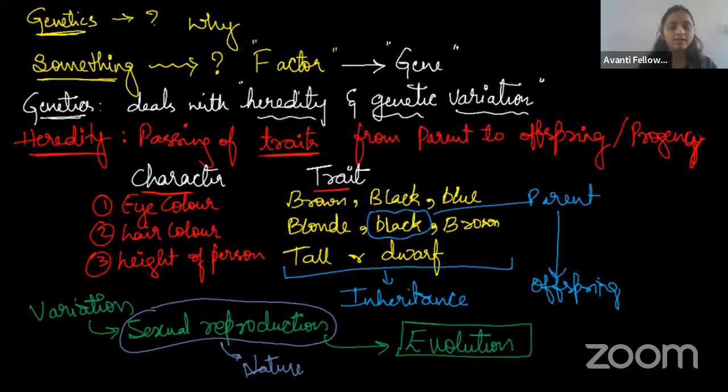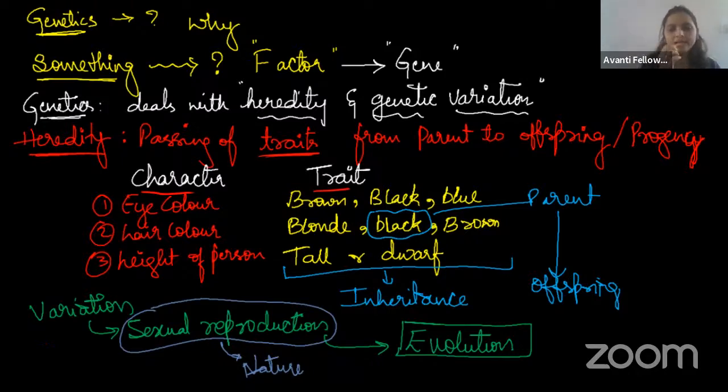Remember, guys, eye color is a character, whereas brown, black and blue are the traits. Hair color is the character; it may be blonde, black or brown. Coming to the height of a person, some are tall, some are very short, that is dwarf, and some have intermediate height. All of those are traits, and they depend on the parents.